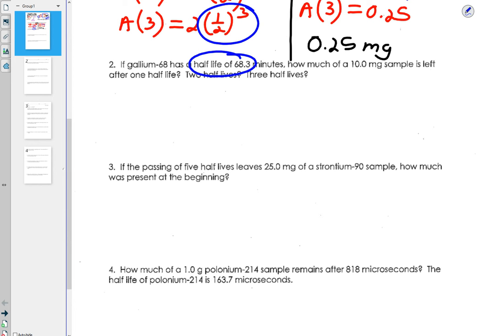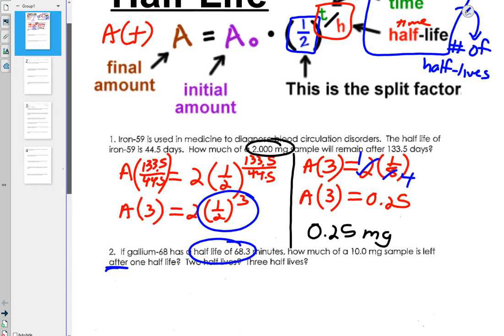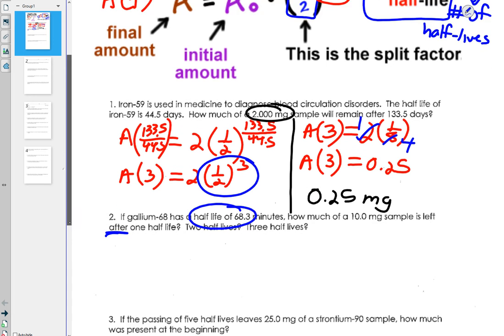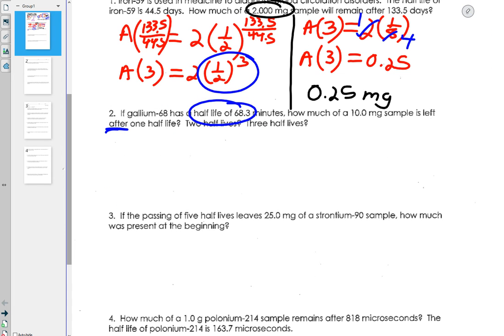They don't say how much is going to be left after 100 and something minutes or 200 something minutes. They say the actual amount of half-lives, and when you take total time and divide it by the time of a half-life, what do you get? Number of half-lives. Well, they're already giving us a number of half-lives. So all I need to do here, who cares about the 68.3? I need to know.